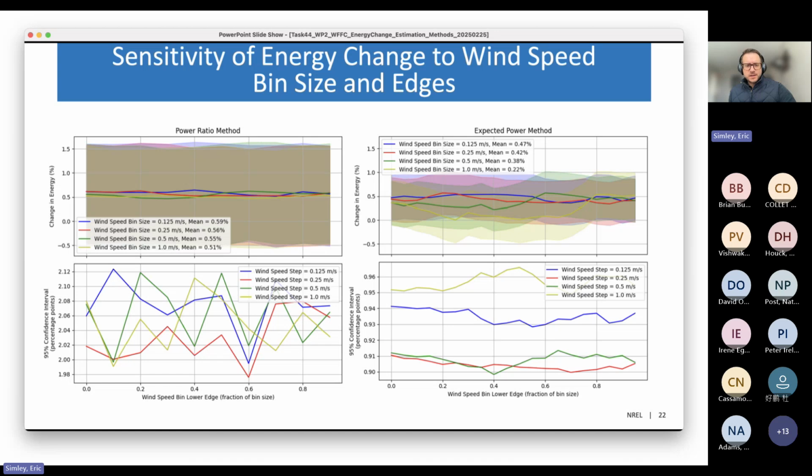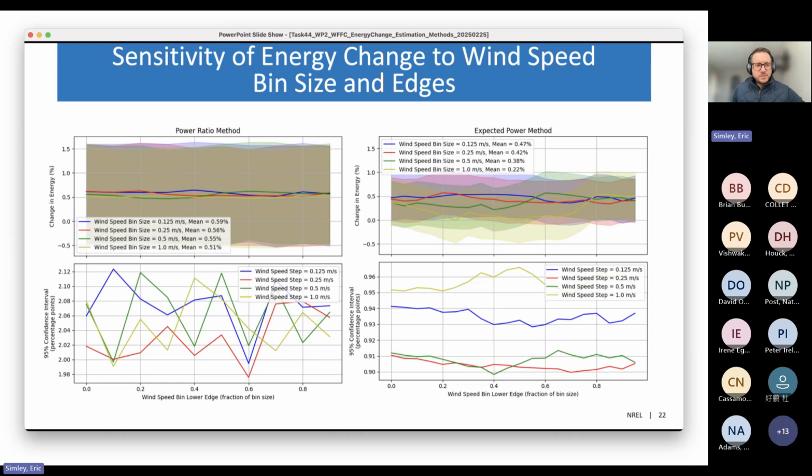Okay, so really, most of the results I wanted to show are in these last two slides. And there's a lot going on here, but I'm looking at the sensitivity in the total change in energy from wake steering, the sensitivity to the bin size of wind speed, and the specific bin edges for the wind speed bins. So the left column, this is the results using the power ratio method, and the right is the expected power method, or the TNO approach.